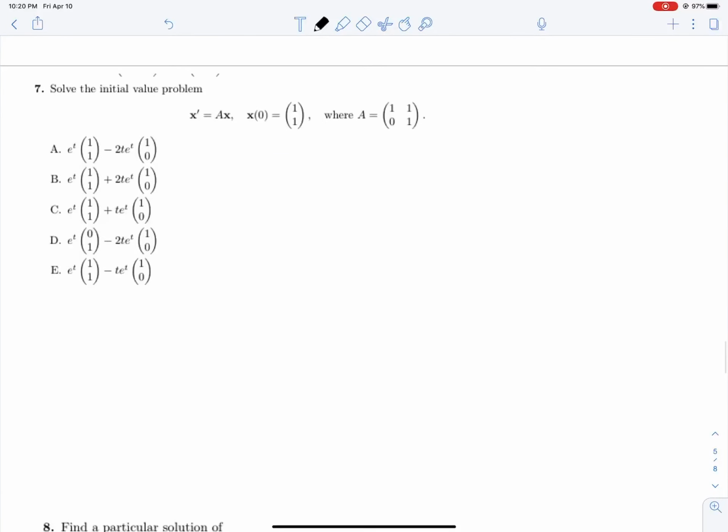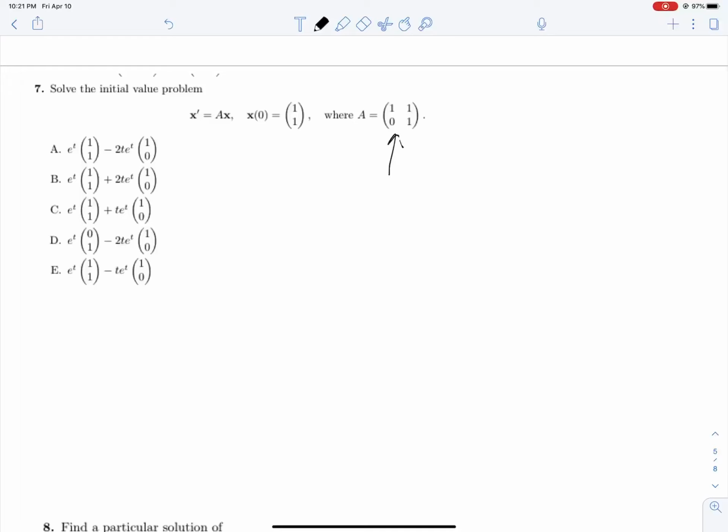Number 7, let's solve this initial value problem. We're solving x prime equals Ax, and we're given an initial condition for x and A. Because we are seeing t's pop up in our answers here, we should automatically be thinking that we're going to have a situation with a single eigenvalue with a multiplicity of 2, where we'll have to go find a generalized eigenvector to actually set up our solution.